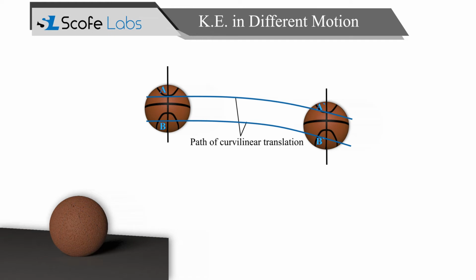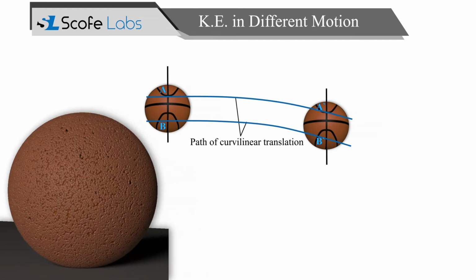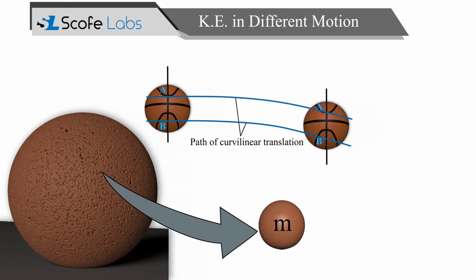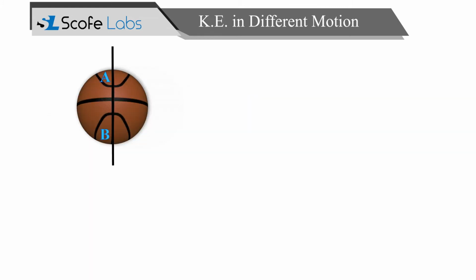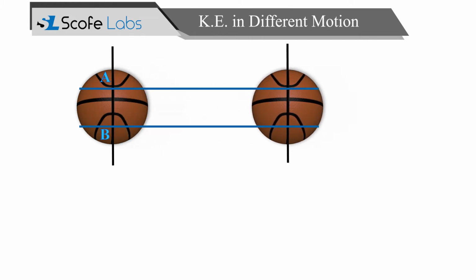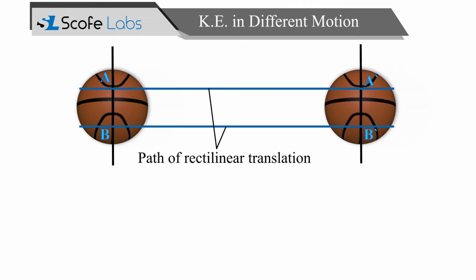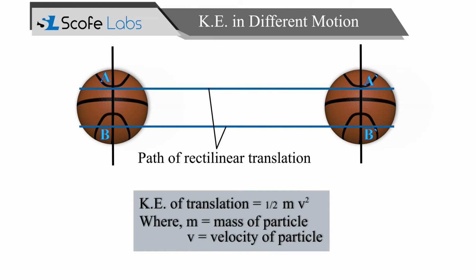We know that a rigid body consists of a large number of small particles, every particle having mass delta m. The motion of translation means all particles move with the same velocity. Therefore, kinetic energy of translation for a single particle is equal to 1/2 m v square, where m is mass of particle, and v is velocity of particle.